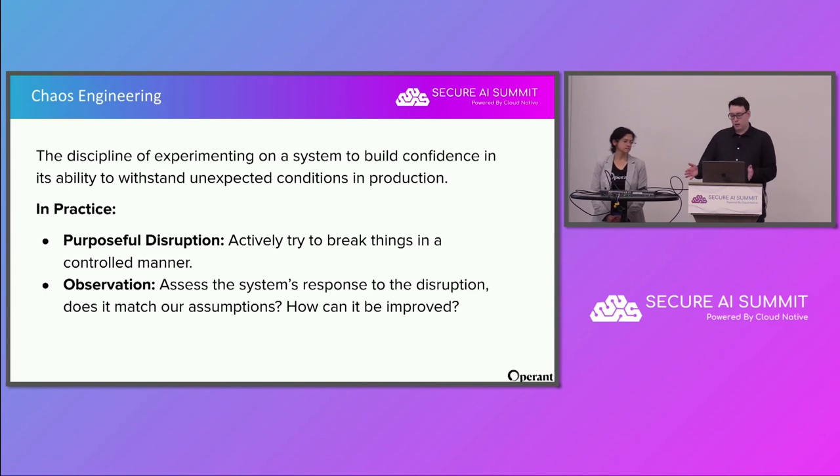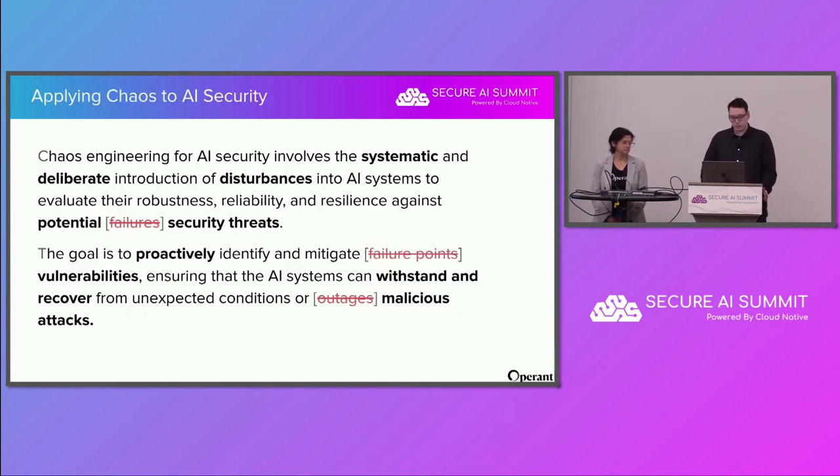You're just testing things live in production or as close to production as possible. So how does that apply to AI security? Well, there are a lot of similarities in reliability engineering and security engineering. They're both multi-layer, complex systems with lots of unknowns. So we can apply those same principles from reliability engineering, but put it through a security lens. Instead of testing for reliability, we're testing for vulnerabilities.